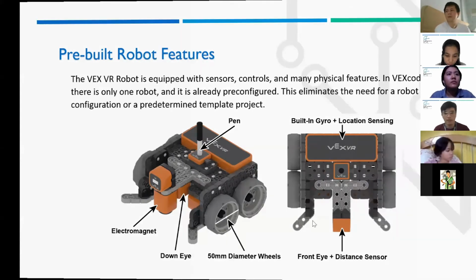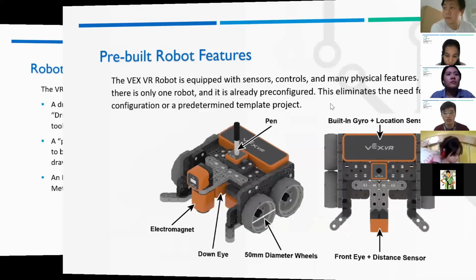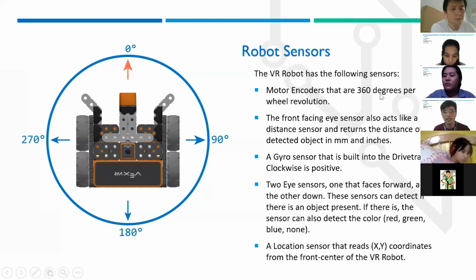Next, we're talking about robot sensors. The motor and encoders are 360 per wheel revolution. The 360 degrees here is not referring to the entire robot. The 360 degrees talks about the degree of rotation of a wheel in one turn. So that's 360 degrees, like a circle.